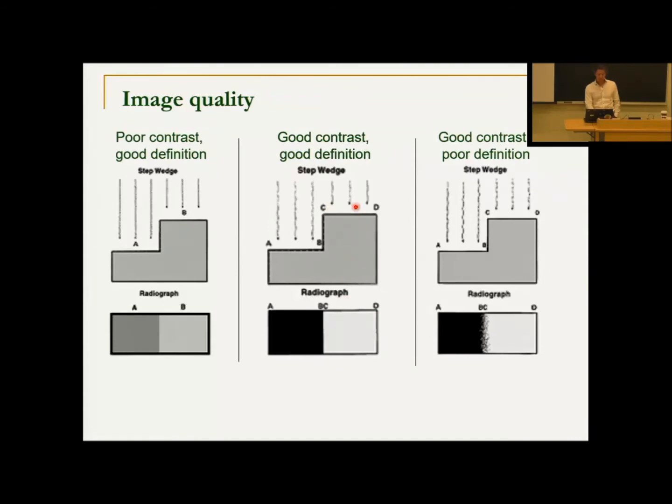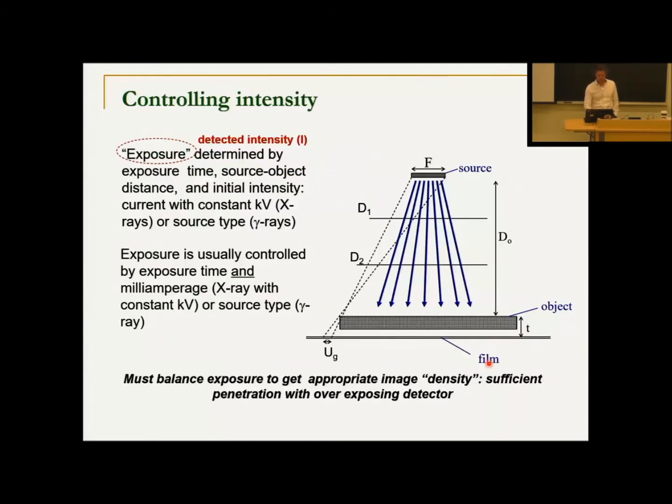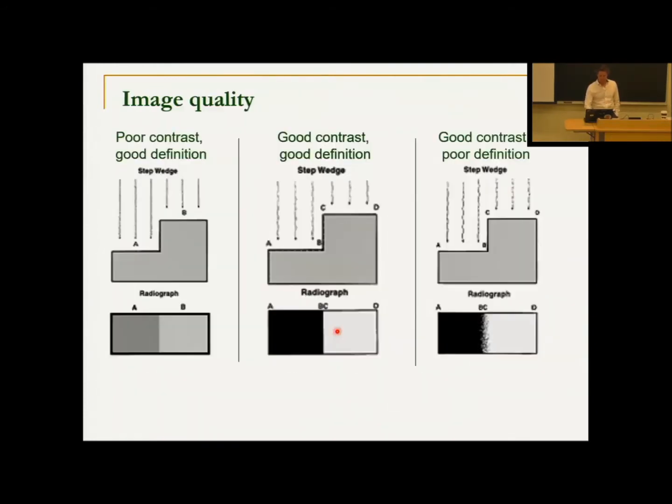The light color means that there has been more absorption within the material because of the interaction with the atoms, and therefore the light color means there's less intensity coming through. And we have a very nice sharp image. So we have good contrast, good definition. Here we have good contrast, black and white, but the definition is poor. It's a fuzzy boundary because we did not minimize this number somehow. And then here we have poor contrast but good definition.